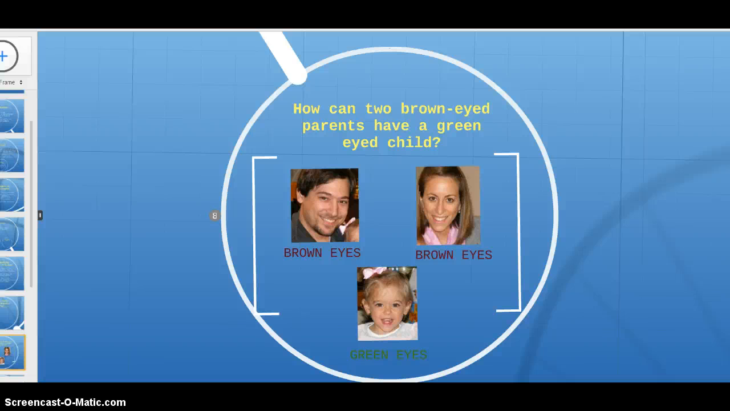As you can see from this picture, this is my husband, Augie, and he has brown eyes. This is me, and I have brown eyes. But yet our daughter, Rosie, has green eyes. How's that possible? Let's take a look at our parents. Maybe that'll give us some clues.